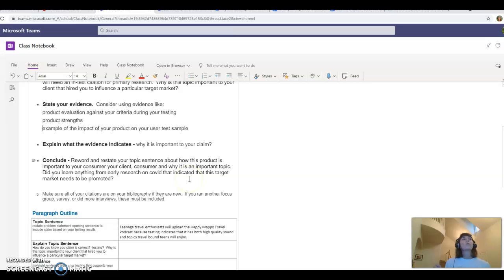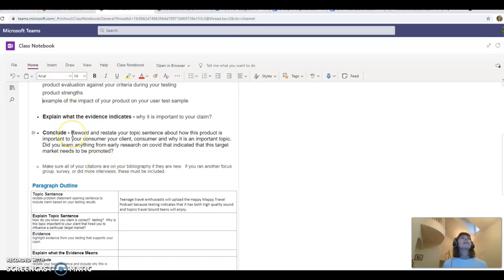Next, you're going to explain what that indicates. So you have that evidence. What does that evidence mean? You have to interpret it for me. Tell me what I'm supposed to understand from your evidence. And then finally, a conclusion.